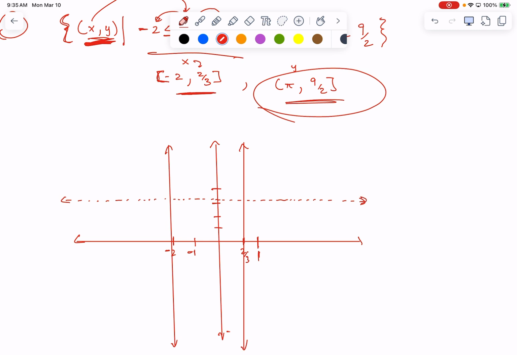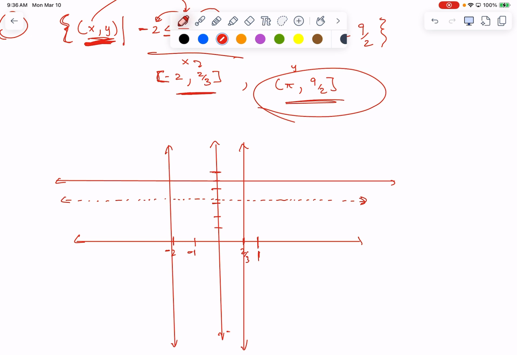All right, where's 9/2 go? Where does 9/2 go? 4.5? Yeah, 4.5. And what kind of line is that going to be? That'll be a solid line at 4.5. All right. Now, y is going to be everything between that.